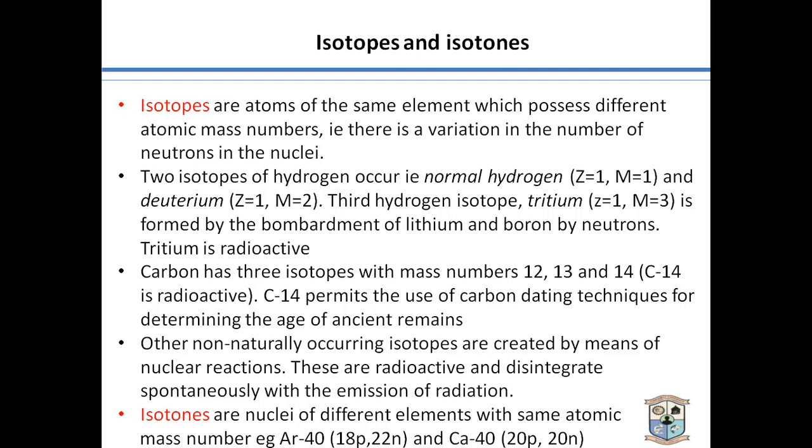Isotones, what are they? These are nuclei of different elements with the same mass number. So an example there you have of argon 40, which has 18 protons and 22 neutrons. Calcium 40 also has 20 protons and 20 neutrons. So these are known as isotones. These are nuclei of different elements with the same atomic mass number.